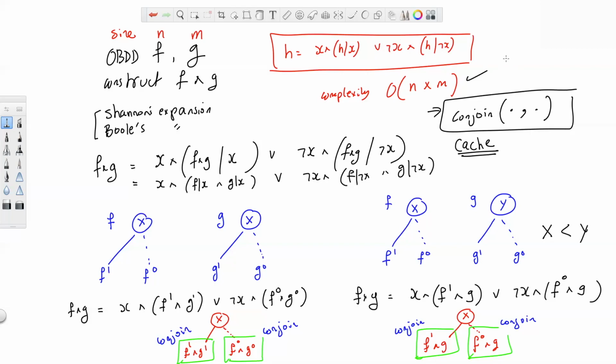So let's go ahead. And there was a question about the size. The size is the number of nodes in the OBDD. Just count the number of nodes in the OBDD. Yes, the number of decision nodes.